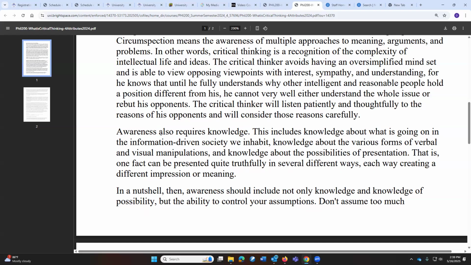Awareness also requires knowledge. We don't get that knowledge unless we listen. It includes the knowledge about what's going on in our society today, knowledge about the various forms of verbal and visual manipulations. Someone may be trying to manipulate us to see something or understand something on purpose. And knowledge about the possibilities of presentation. That's right. One fact can be presented quite truthfully in several different ways, each creating a different impression or meaning.